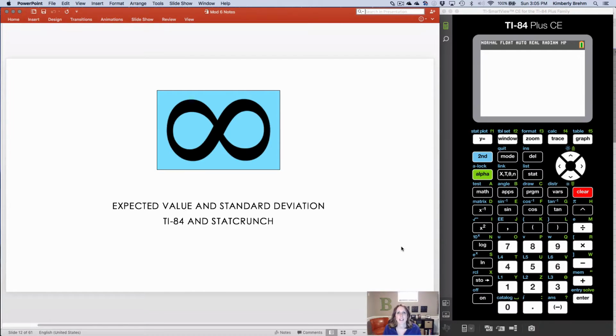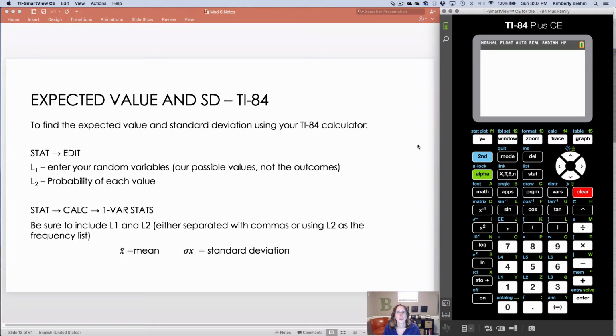So finding expected value and standard deviation by hand isn't super fun. And so most of the time we're going to let our calculator or StatCrunch find this for us. I'm not even going to show you using Excel, because maybe there's a way to do it, but I haven't figured it out. So again, first to do this in your TI-84, I will click on Stat and then Edit, which takes me to my lists.